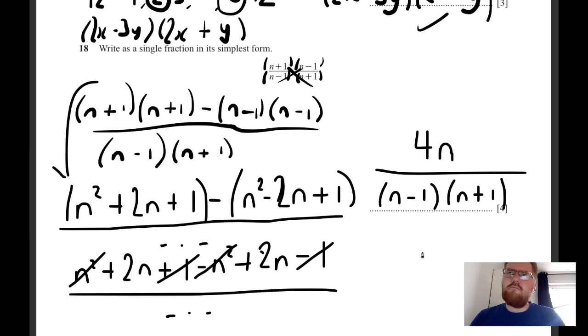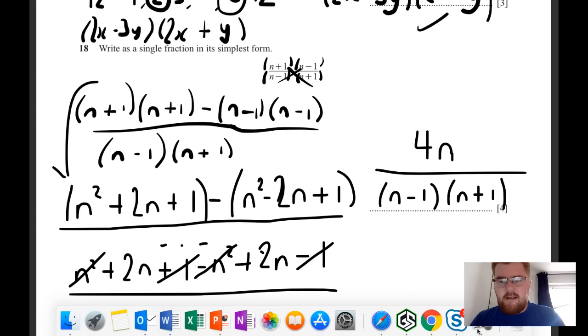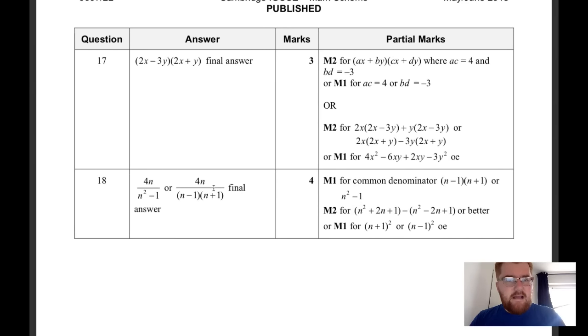Okay, now the mark scheme might have expanded out the bottom as well. I doubt it, but it is definitely possible. And it has, yeah, it's actually expanded that out as n squared minus 1. But you can also leave it like I did too. So 1 mark for common denominator, 1 mark for getting these two expressions, and then the third and fourth mark come from minusing it correctly.